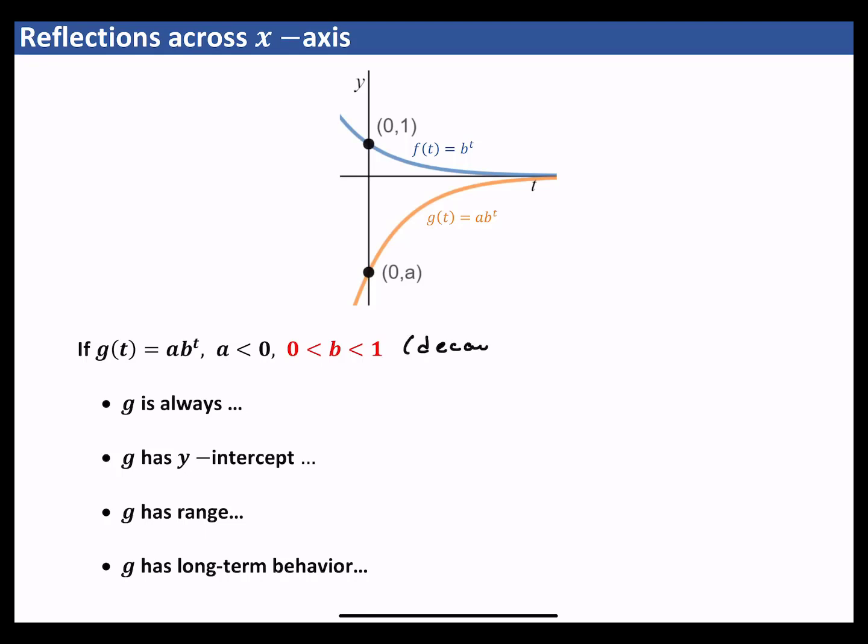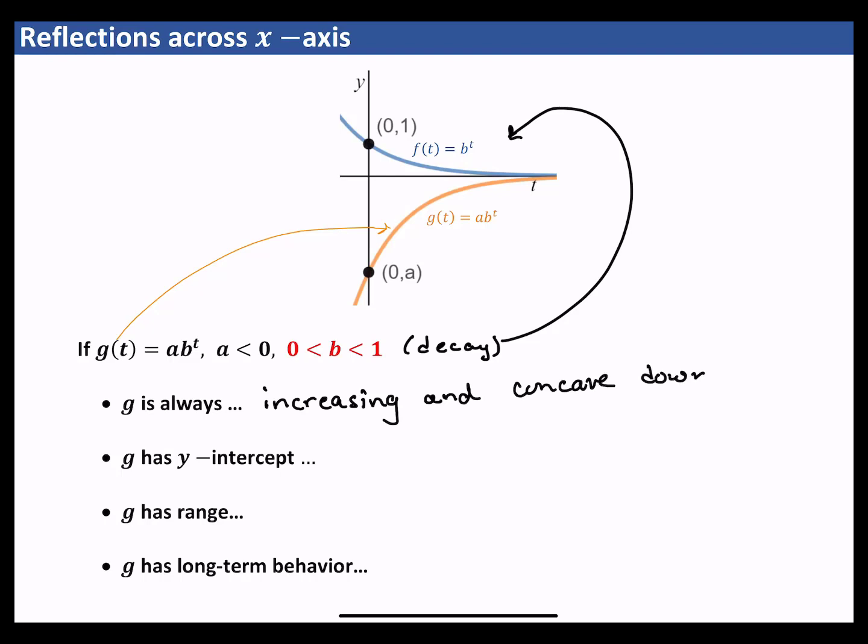From our previous study of transformations, we know that g of t, the yellow graph, is a reflection of f of t across the x-axis and a vertical stretch by the absolute value of a. Notice the characteristics of the function g. We see that because of the reflection across the x-axis and the vertical stretch, g is always concave down and increasing.